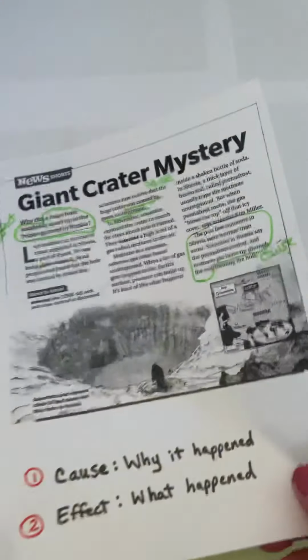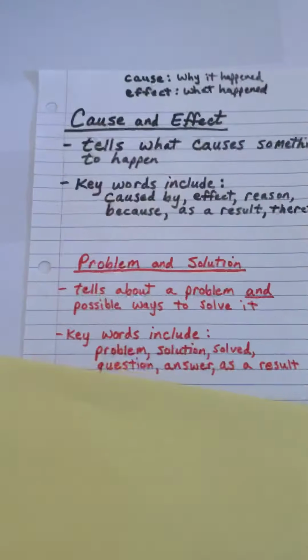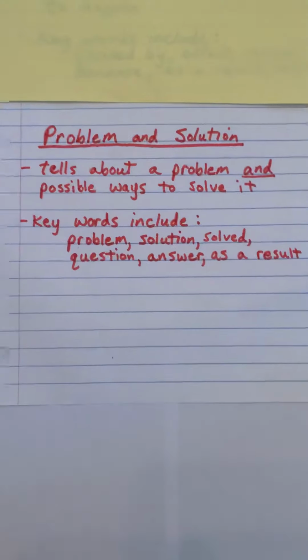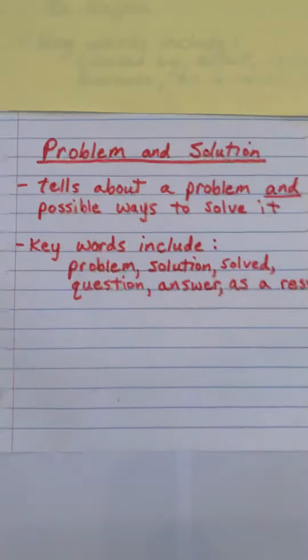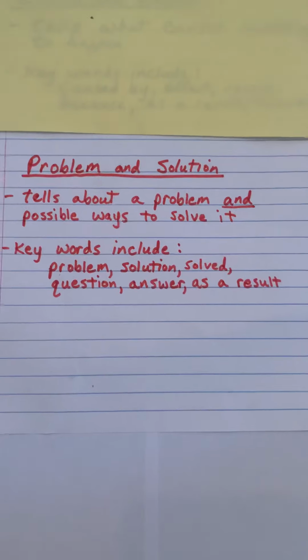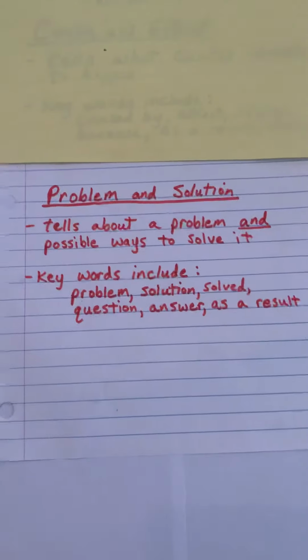Now we're going to take a look at the problem and solution text. It's very similar to a cause and effect. The only difference is there's a solution to the problem or possible ways to solve it. So problem and solution text structure will tell about a problem and possible ways to solve it. It also will have some keywords: problem, solution, solved, question, answer, as a result, and again, there could be many more.